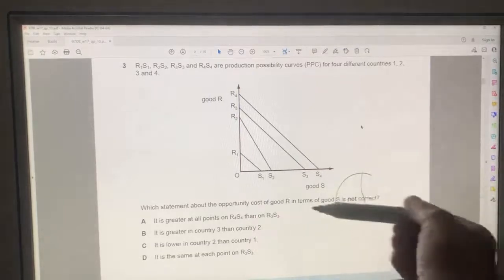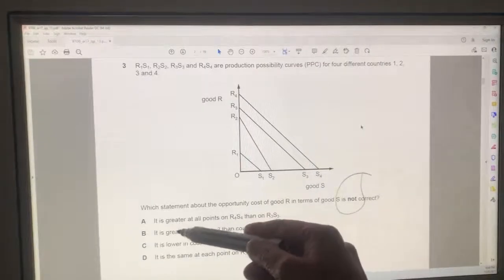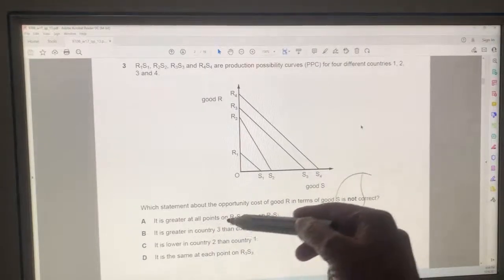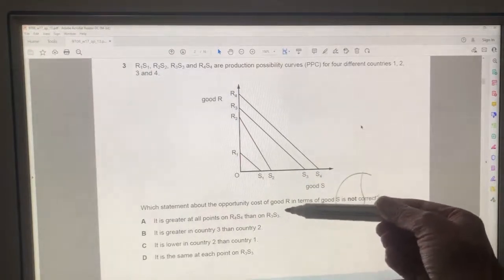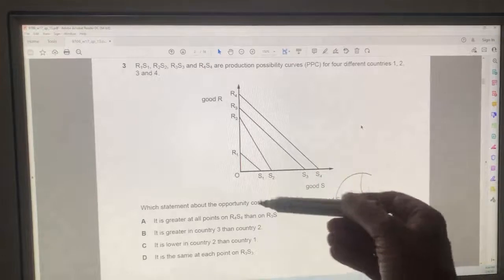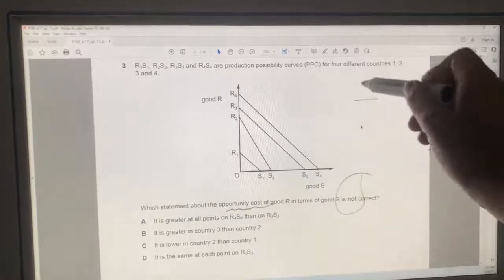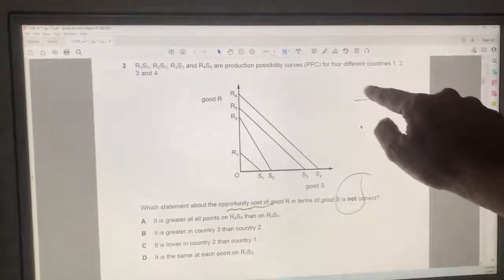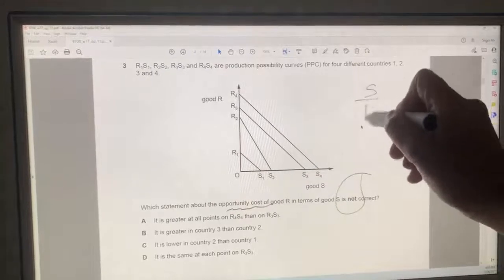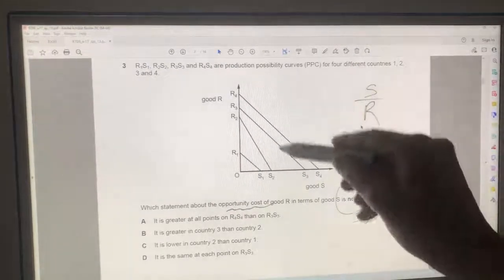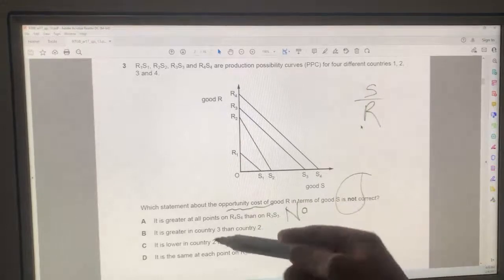I'm just going to see which statements are true or not. So is it true that the opportunity cost is greater on all points on R4, S4 than on R3, S3? No. The opportunity cost is a ratio. Actually it's R for S: how much S for each R? So the ratio is the same. So A is not true.